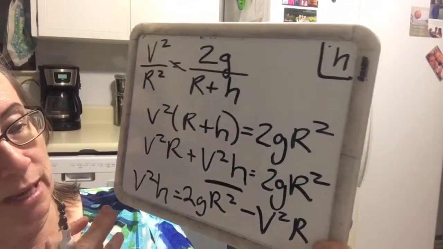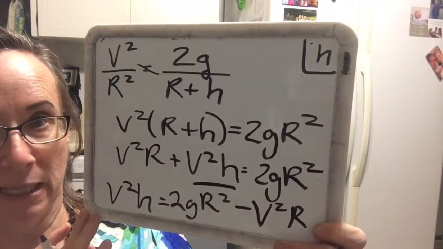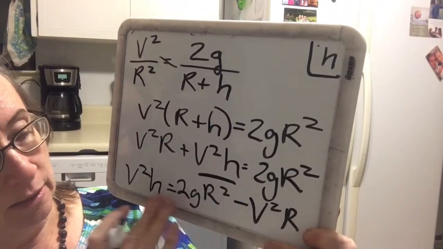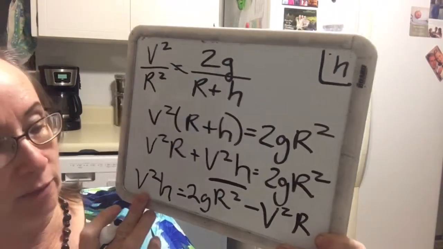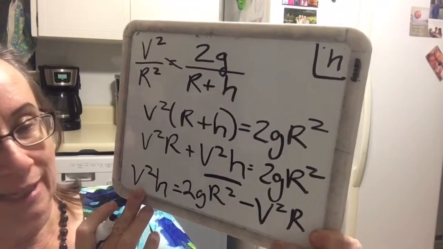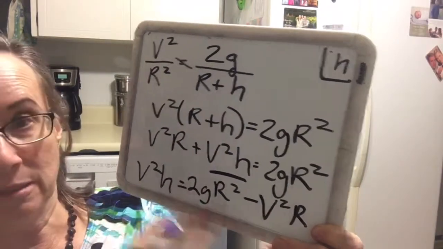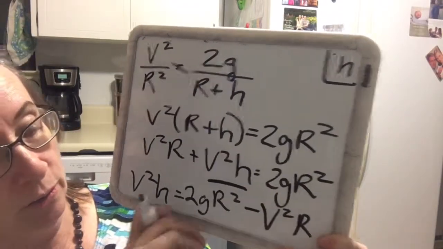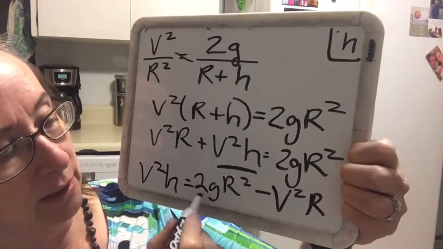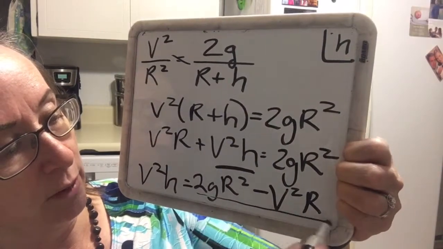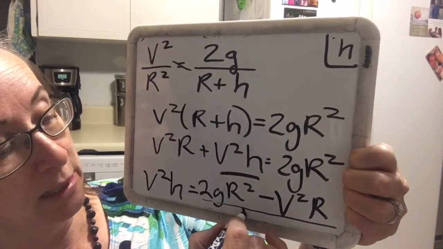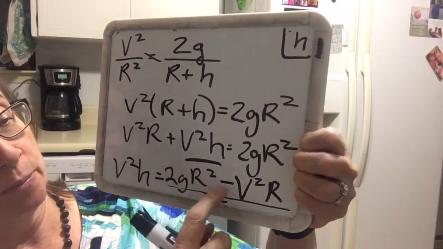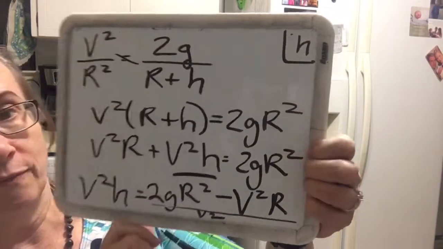Okay, so now what is my last step going to be? Since I have no H over here, and I just have a V squared with my H over here, can I not just divide both sides by V squared? Okay, so my final answer, and I'm going to squeeze because I don't want to get a new board for this, is V squared on the bottom. Okay, so 2G R squared minus V squared R over V squared.